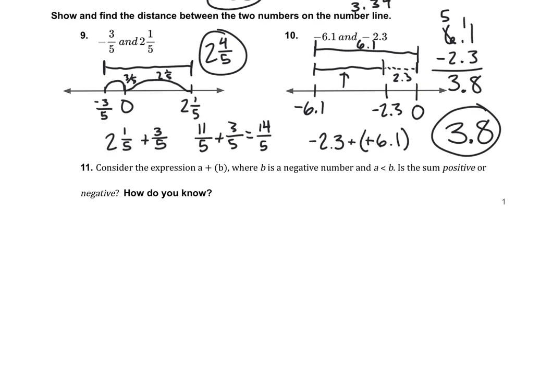Number 11 says, consider the expression a plus b, where b is a negative number and a is less than b. Is the sum positive or negative? All right, a couple of big things to note. First of all, b is a negative number. That's really important. What else is important is this: a has to be smaller than b, and I'm looking at the sum of these two numbers. So I have some value of a, some value of b, and I'm wondering, is this going to be positive or negative? Well, what we can do is test this to see.